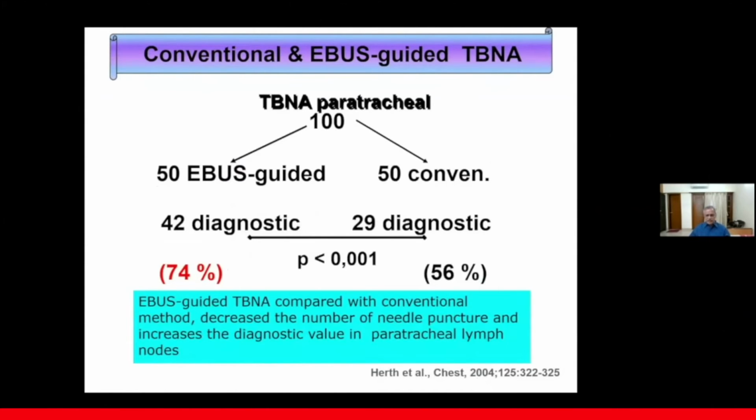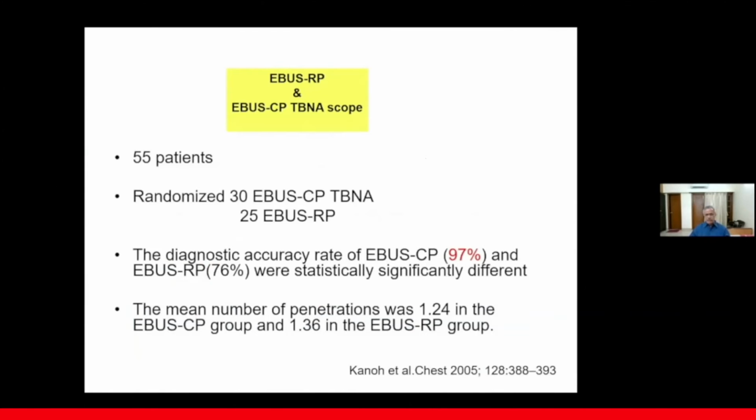Similarly, for a paratracheal node, if we take 100, in 50 EBUS guided, 50 conventional tried, in EBUS guided, 37 could diagnose, that is about 74% diagnostic value, whereas out of the 50, only 20 in conventional. In a paratracheal node, the conventional TBNA is a bit difficult compared to the EBUS-guided TBNA. So it's better to do that. If you have a lone paratracheal node, the choice should be an EBUS-guided TBNA.